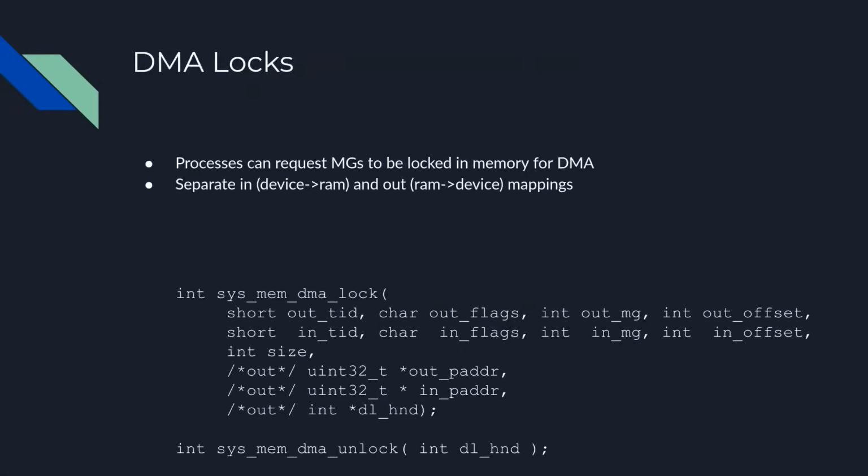And there's DMA locks, because you don't just want to write to registers, you actually might want to do direct memory access from hardware. So you can actually tell the kernel to lock one of these memory grants in RAM for you. It won't be swapped out anymore, and it will even tell you the physical address, so you can just load that into a register. It's not really that complicated. It's just lock it, get a physical address, write it into a register, and continue.